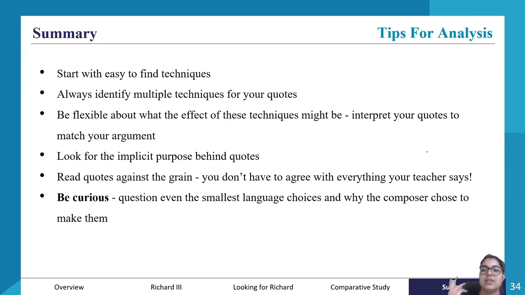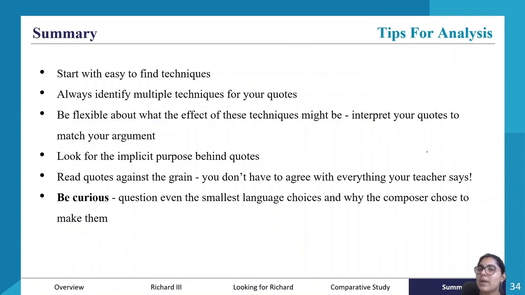Tips for analysis. When it comes to analysis for your quotes, start with the easy techniques. Start with the easy techniques first, then try and find multiple techniques for your quotes. It just elevates your analysis. Be flexible about what the effect of that technique could be, because you can then change that based on the argument. You can then change that based on the question. So you want to choose quotes where you could be like, this means this, but in your head this could also mean something else. In your essays, always use high modality language, and never say this may mean this. Always say this is what this means. Be super stubborn and super confident about your analysis.